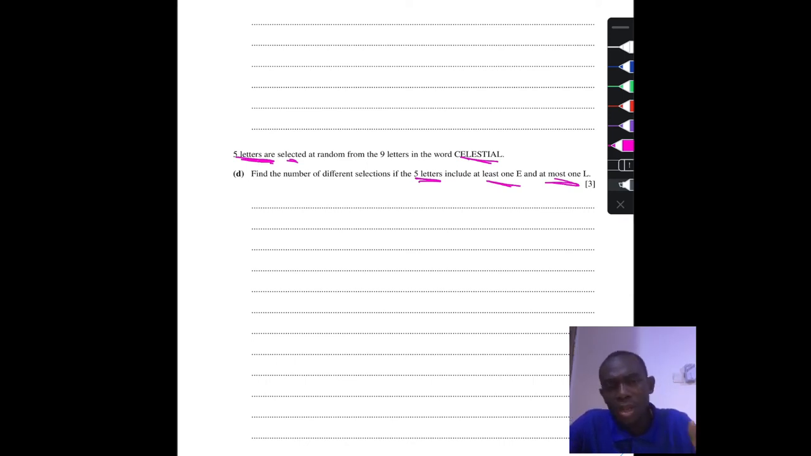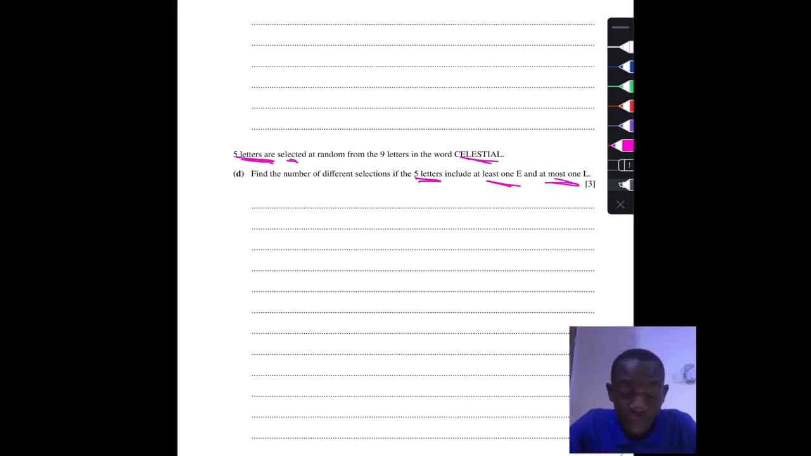Now this should tell you that at least means from 1 E above. So there can be 1 E. Actually, there are only 2 E's in the word celestial. So there could be 1 E and there could be 2 E's, okay? And then at most 1 L, that means the maximum is 1 L and the minimum is 0. This is English, nothing to do with S1, English.